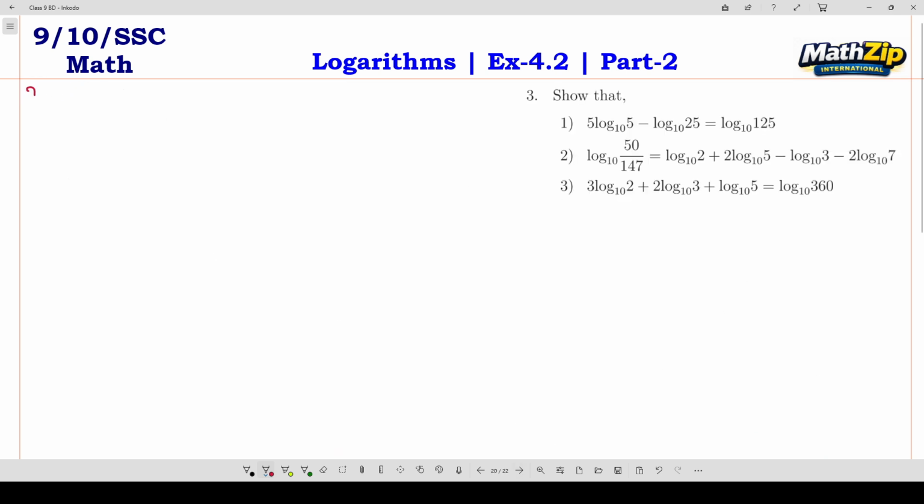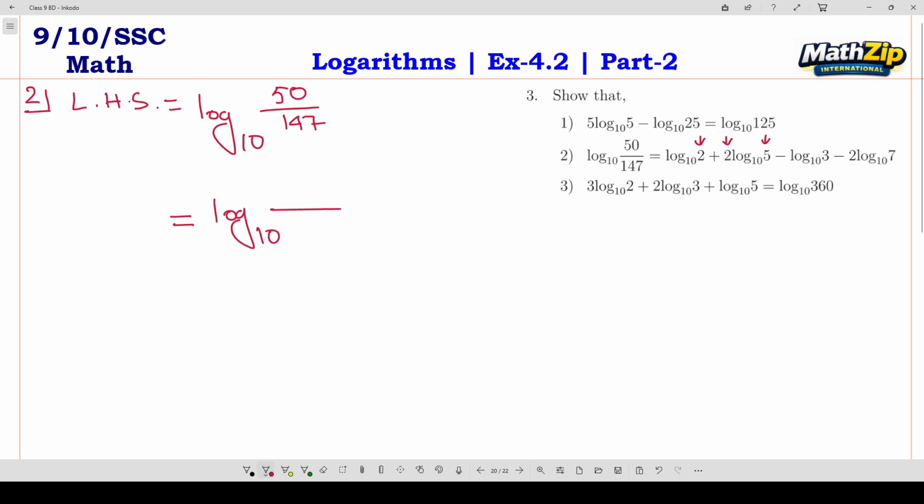This one, number 2, suppose left hand side, here is log base 10 50 divide 147. Okay, so from the right hand side we can get some information like here is a 2, here is a 2 log base 10 5. So first look, log base 10, here is a 50, we can write 2 times 25.